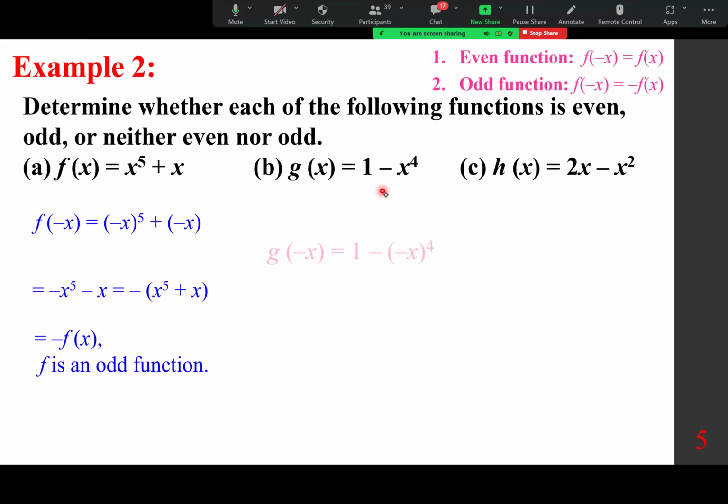This one, g of minus x, 1 minus, replace the x with negative x to an even power is the same. So it's equal to 1 minus x to the power of 4, which is the same as g of x. And therefore g is an even function.